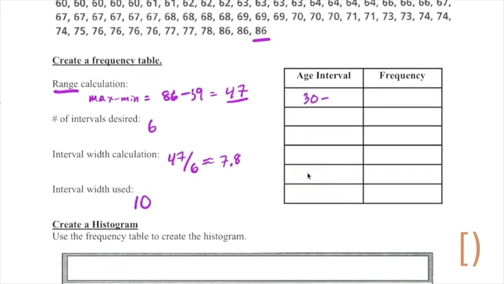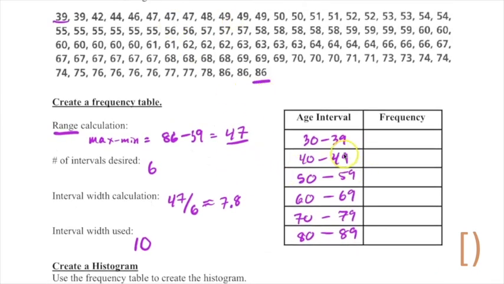We'll start at 30. We'll go to 39. Then let's go 40 to 49, 50 to 59, 60 to 69, 70 to 79, and 80 to 89. And that would cover all the values there. So that's our interval range.